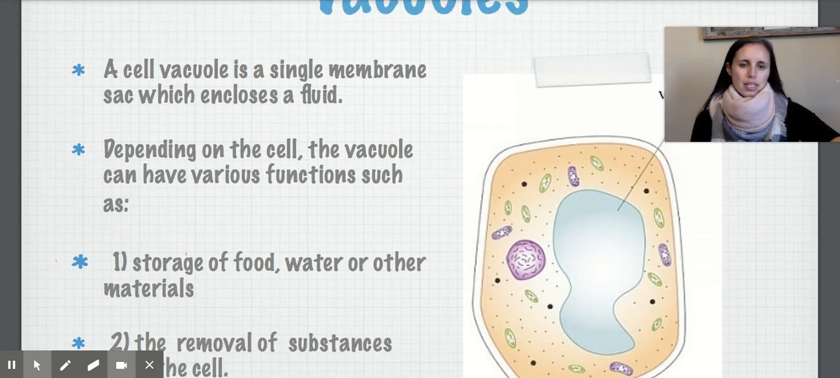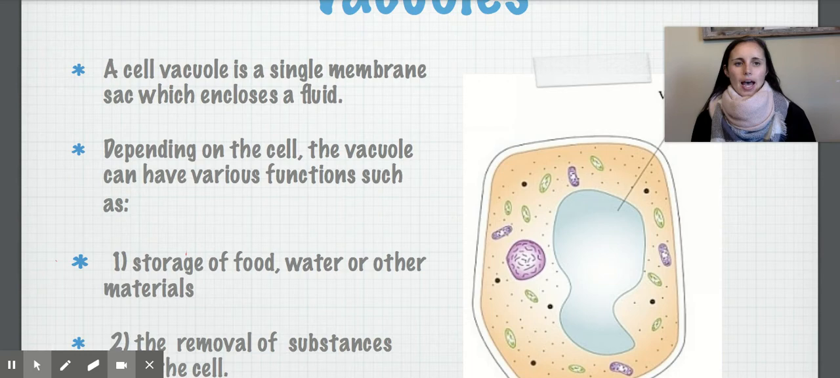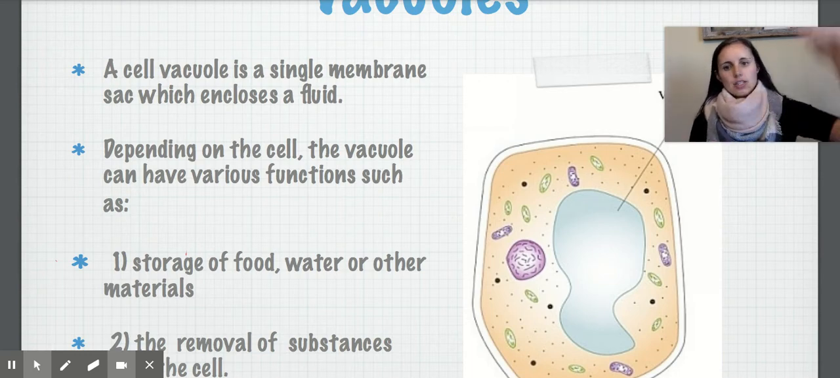So for example, this here is a plant cell. Plant cells are very rigid. So they have a large central vacuole, and that large central vacuole will be filled with fluid, and that allows plant cells to actually have their rigid nature. So that's why stems of flowers can actually grow so big. They have large central vacuoles in their cells that allow them to be more rigid and to grow taller.